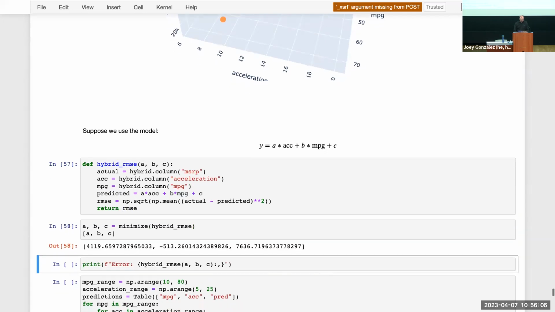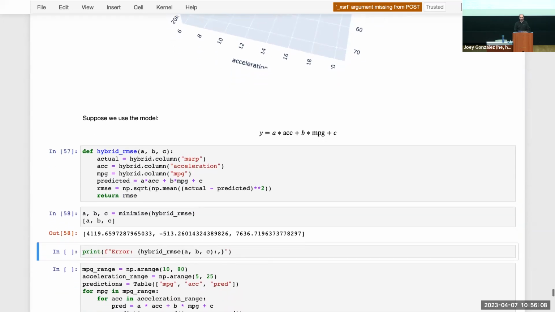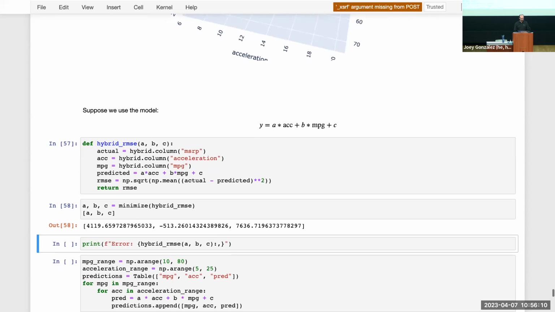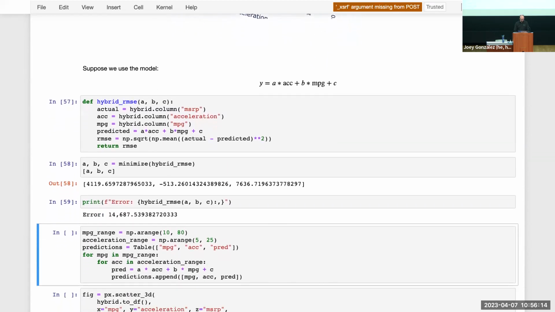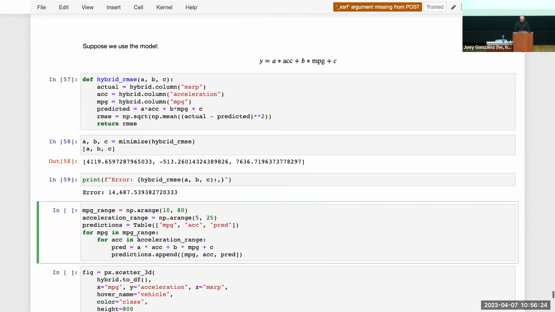Magic. I got 3 numbers back. I just fit my model. What do those numbers mean? I have no idea. Let's take a look. I have an error. This error is in dollars because it's root mean squared error. So that's $14,000 is the root mean squared error. It's a lot of error. It's pretty expensive, the deviation.